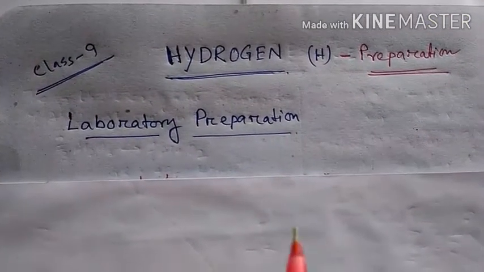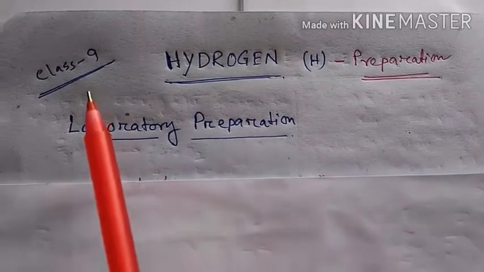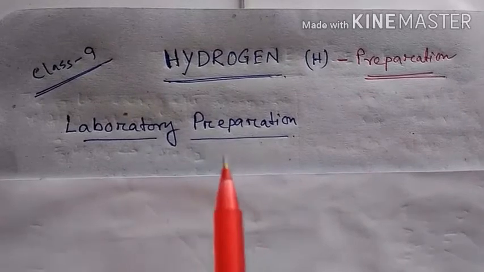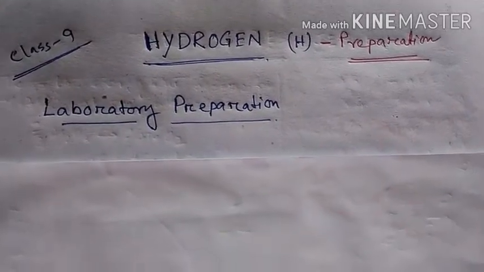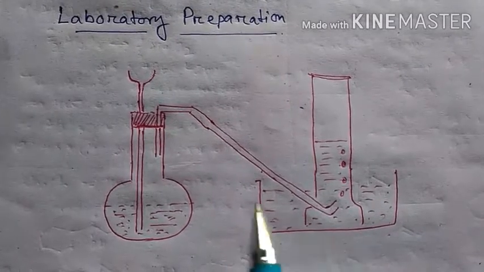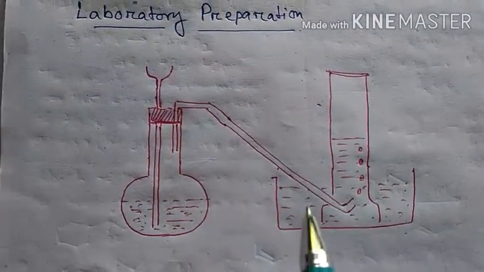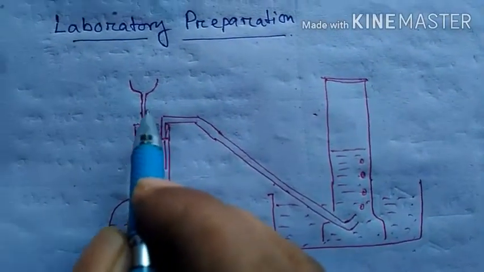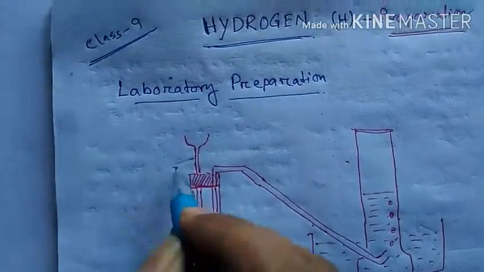In today's session, we're going to study from class 9 the preparation of hydrogen. So let's start with the lab preparation. In laboratory preparation of hydrogen, you can see this is the system: a round bottom flask is there, and this is the thistle funnel.